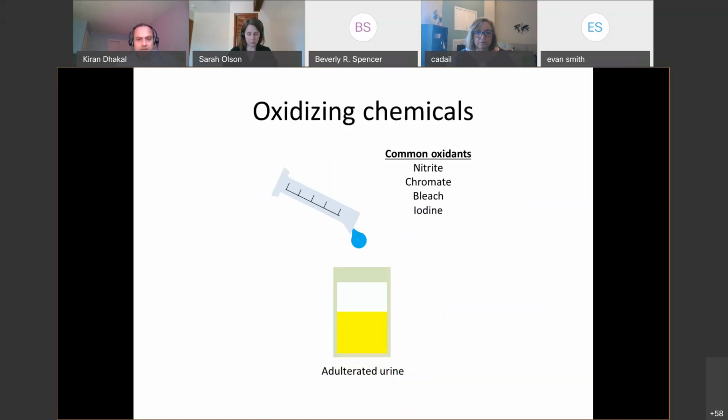Another validity test is whether the urine is adulterated or not. The most common adulterating agents are oxidizing chemicals such as nitrite, chromate, bleach, iodine. And people use these very reactive chemicals to tamper with their drug testing. So simply when they collect the sample, they mix one of these chemicals into the urine and then send it to the laboratory.